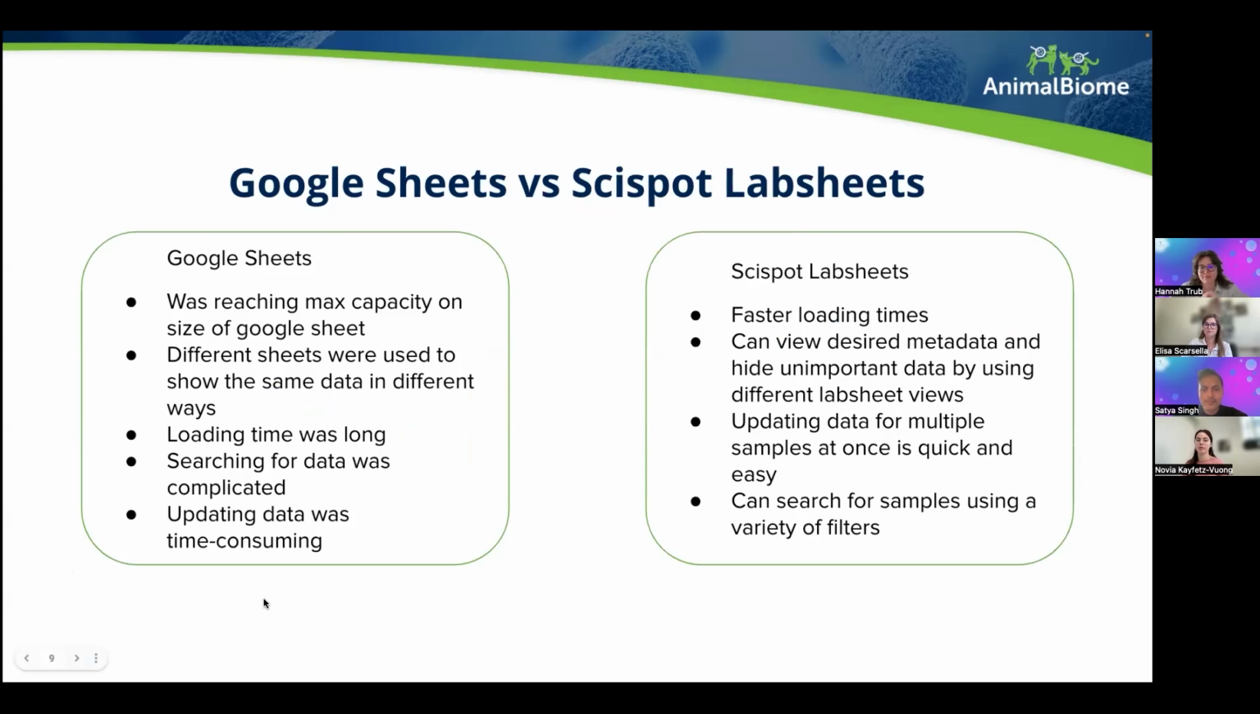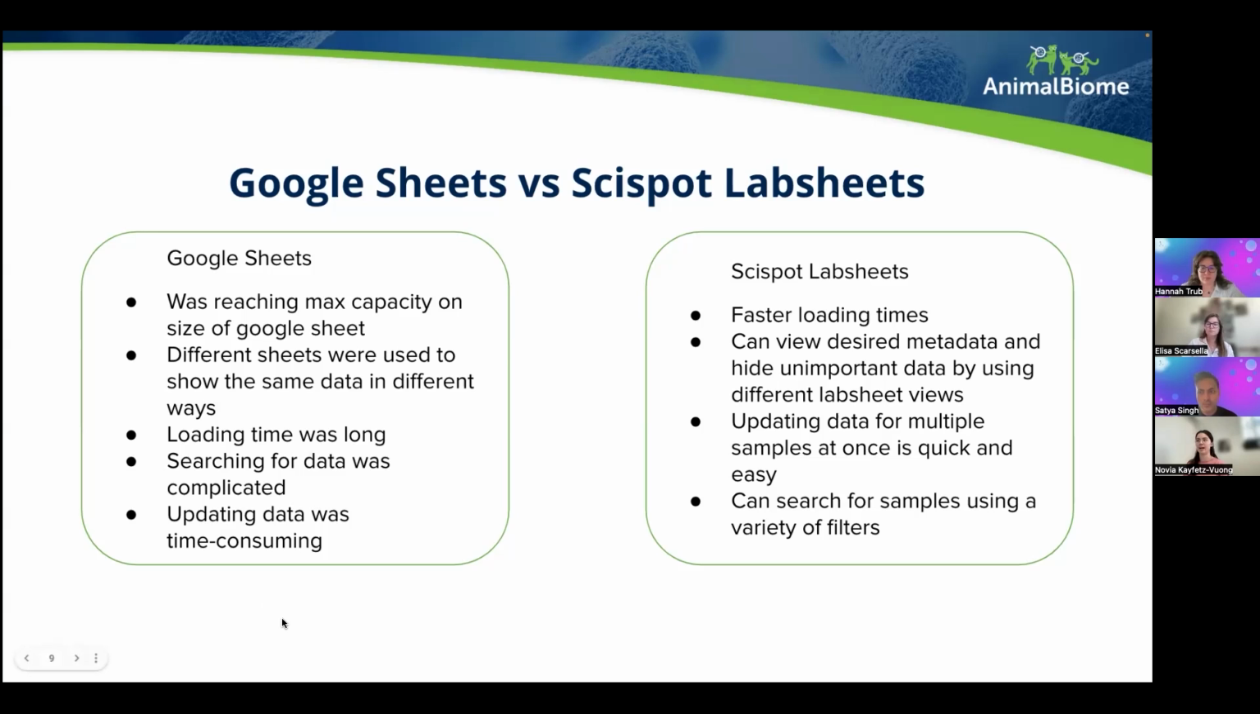So originally we were using Google Sheets to organize all of our lab produced data. This resulted in a few problems over time as our data set grew. We had maxed out on the capacity size of our Google Sheets. Different sheets had to be used to represent the same data in different ways that were needed by our team, our protocols, or other teams. Loading time was getting longer and searching for specific data could be complicated, while updating the data was time consuming. Scispot provided an efficient alternative to Google Sheets.